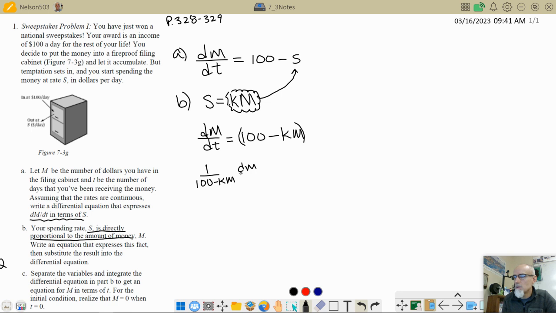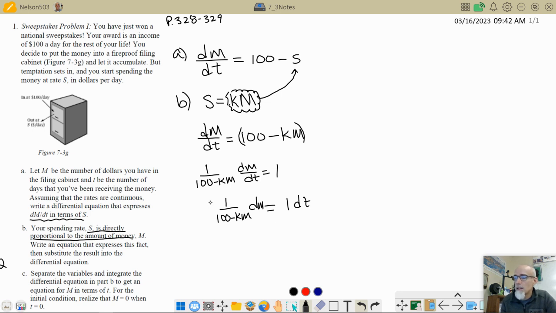Okay, so I got dM/dt equals 1. So I just divided both sides by that. Now I'm going to multiply both sides by dt. So the right side would be 1 dt. You probably don't need really the 1 there, but I'm going to put it there. And I'd have 1 over 100 minus Km dM. Okay? I've separated the variables. That's how all of our differential equations are going to go. We can separate the variables.